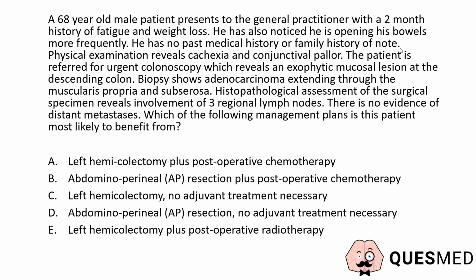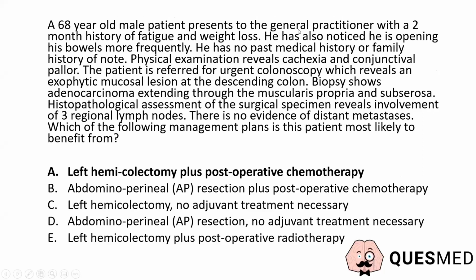Okay, so now we'll move on to the next slide, which has the answer. So the correct answer for this question is a left hemicolectomy plus post-operative chemotherapy. So left hemicolectomy is the preferred surgical option for tumours involving the distal transverse colon or descending colon. The reason that this patient needs post-operative chemotherapy is because they have a stage III-C cancer, so there's lymph node involvement, and there's a lot of evidence to suggest that these patients do better with chemotherapy.